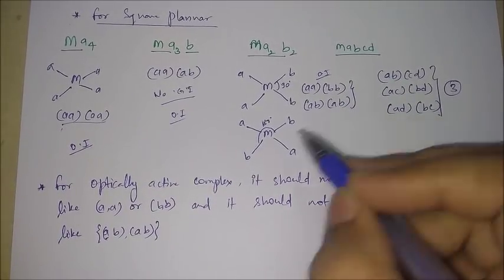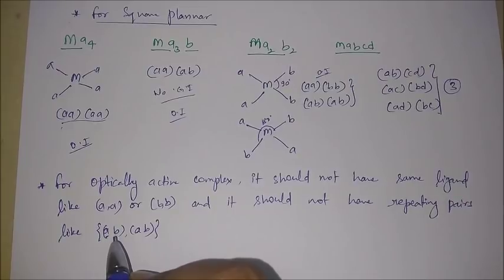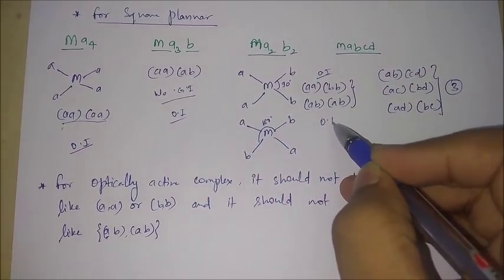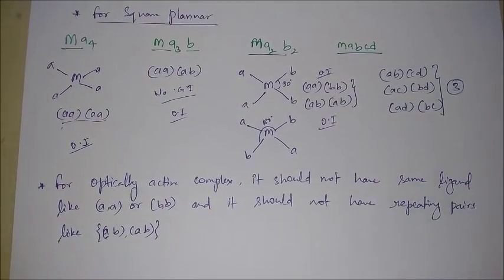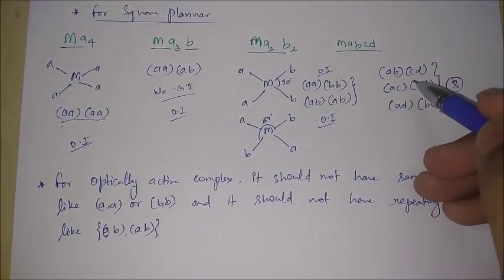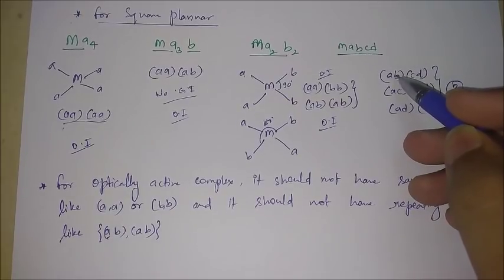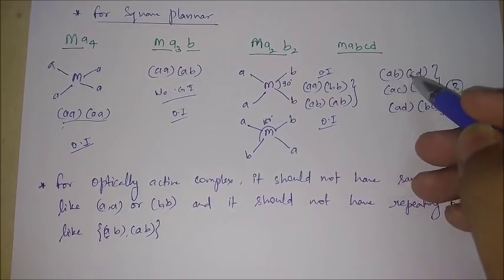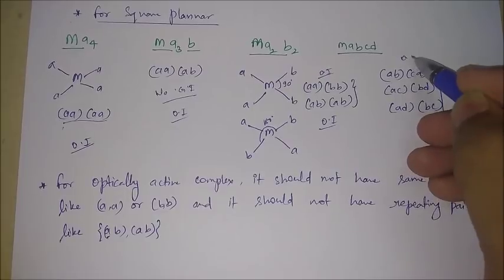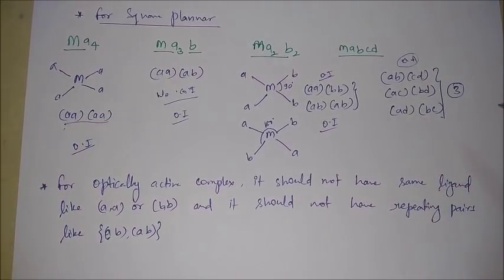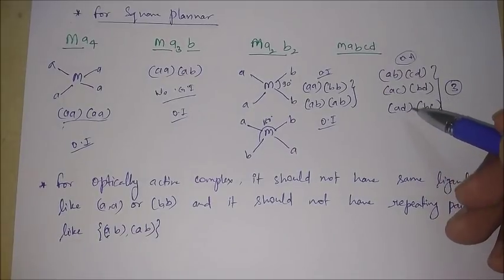All right, so this is the second fact, that you should not have a repeating pair, so that's why it is also optically inactive. So both of them are optically inactive. But if I talk about these, here if you will see, the ligands inside the bracket are not repeating, as well as the pair is also non-repeating, so optically active. So it is also optically active, and this one is also optically active. So all three are optically active.